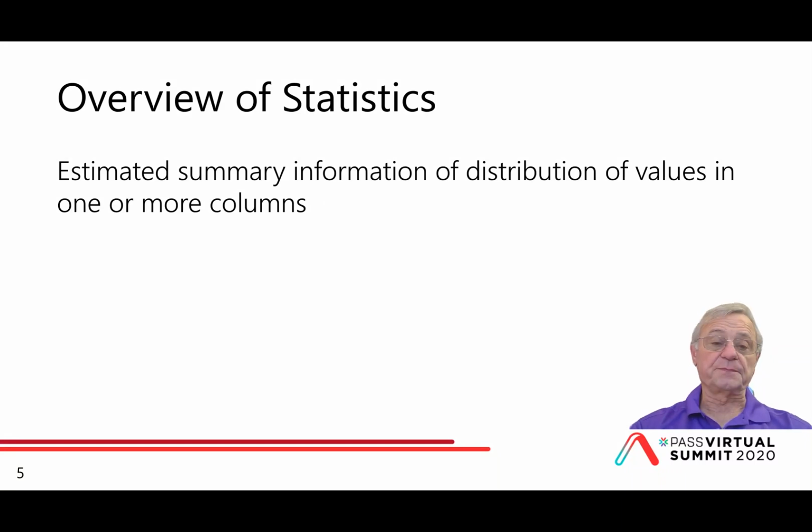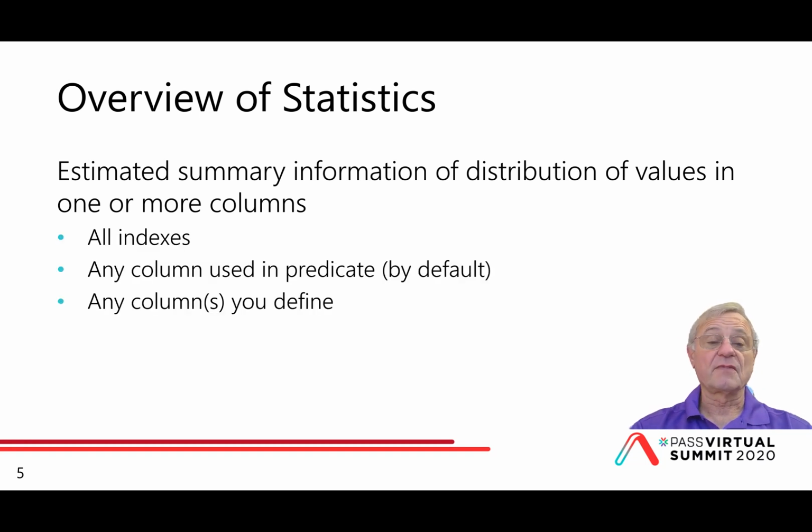One or more columns. You can have an index and you can create your own statistics. Those can have more than one column, but most of the other ones, in fact all of the other ones, have a single column. When do you get statistics? Well, there are three cases. All indexes, by definition, will have statistics on them. There is no choice on that. You can't create an index without statistics. And once created, you can't drop the statistic. The only way to get rid of it is to drop the index.